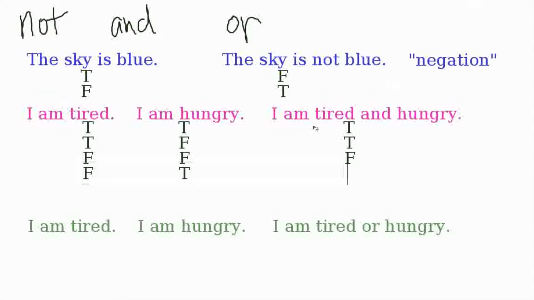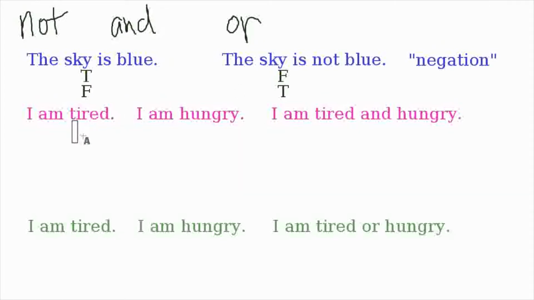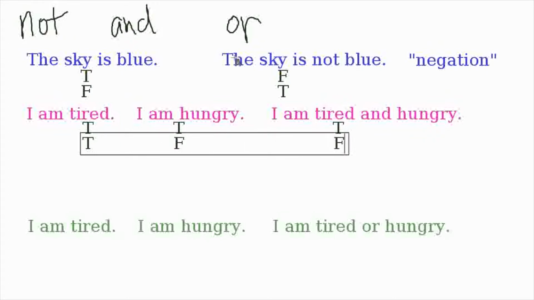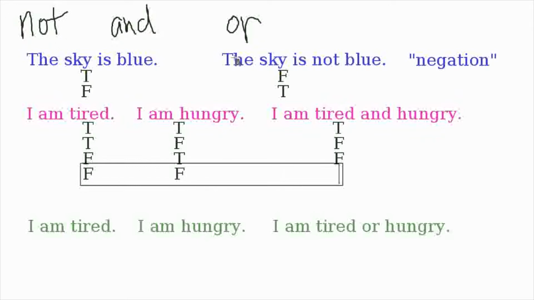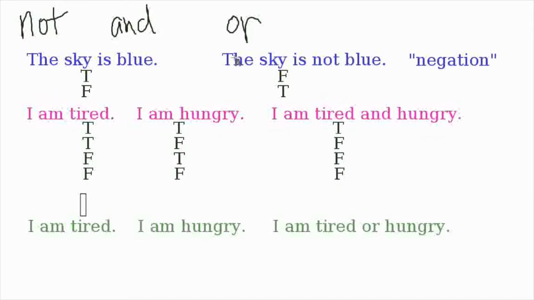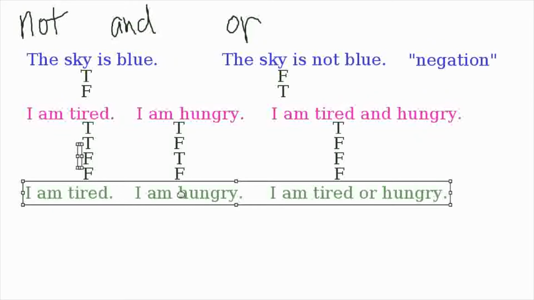I meant to say, let me redo that, I made a mistake. So true and true gives true, but everything else gives false. True, false, false. False, true, false. False, false is false. So there's every possibility for the first two statements for their truth values. And you see everything gives false, every possibility except the first one where they're both true.